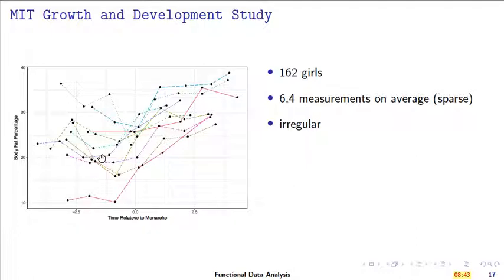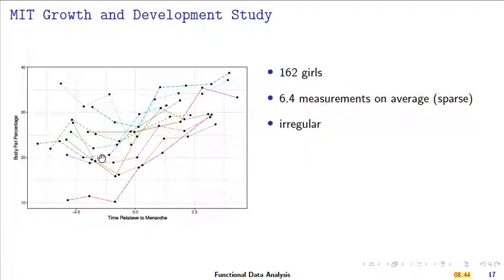I want to show you that in functional data, we are able to handle this sparse data pretty easily now. Traditionally, functional data could only analyze high resolution data, but now we are able to analyze this sparse and irregular data pretty well.